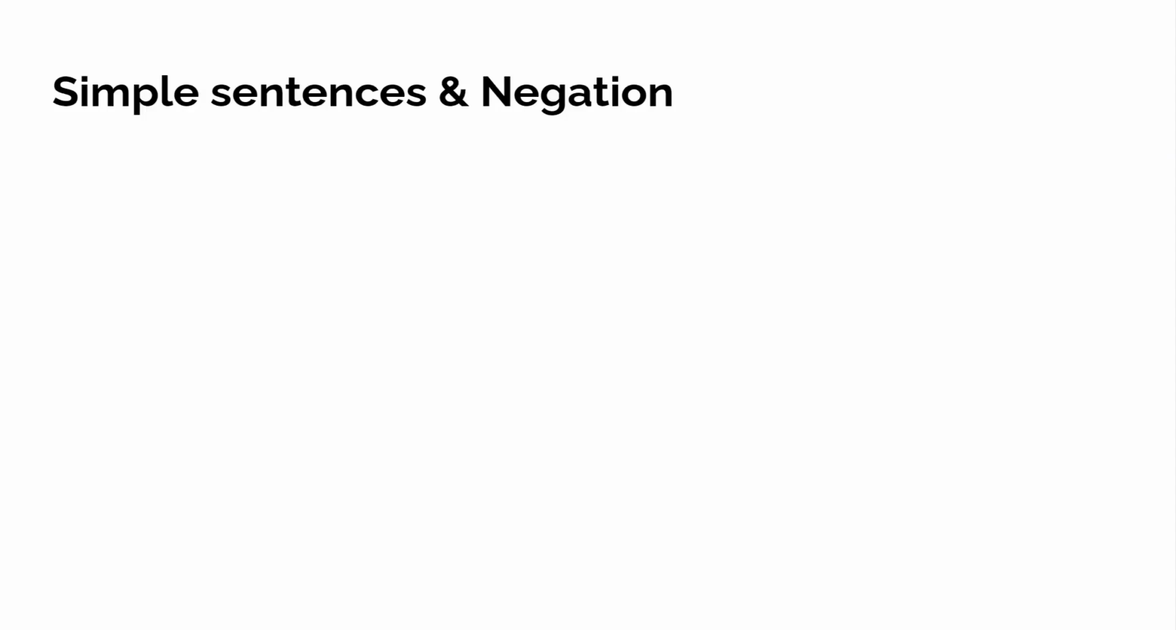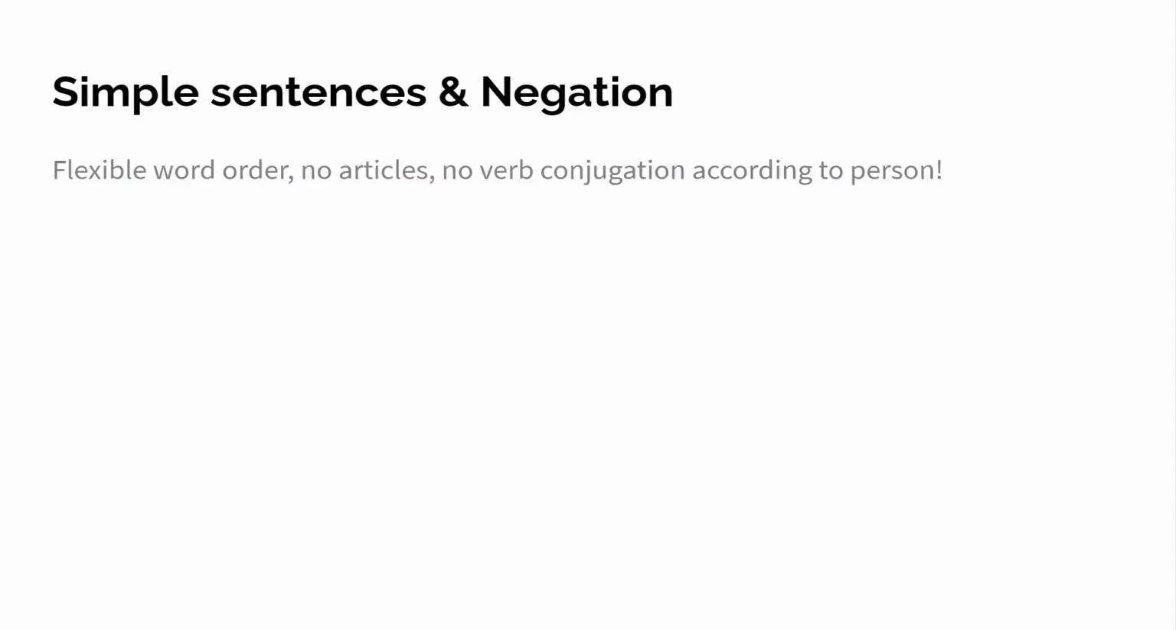First, simple sentences and negation. We learned a few things, namely that there's flexible word order, not free word order, meaning that words can often go in many different orders. There are no articles, so the cat or a cat would be the same in Na'vi. There is no verb conjugation according to person, so he runs as opposed to I run doesn't make a difference in Na'vi, because it would always be tul, to run.